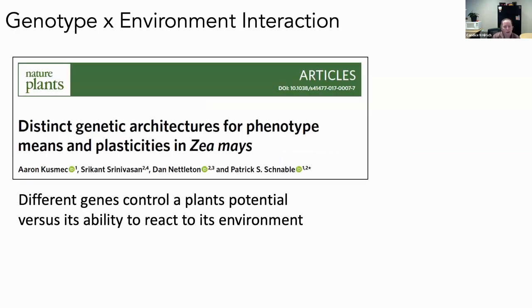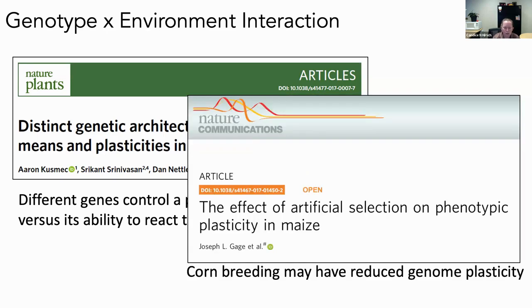And there's been a number of studies recently that have shown that different genes control a plant's potential versus its ability to react to its environment. So what is its blueprint saying is its potential, and then what do we actually observe across different environments? And other studies have shown that corn breeding may have reduced genome plasticity, so that ability to change based on the environment that an individual is placed into.